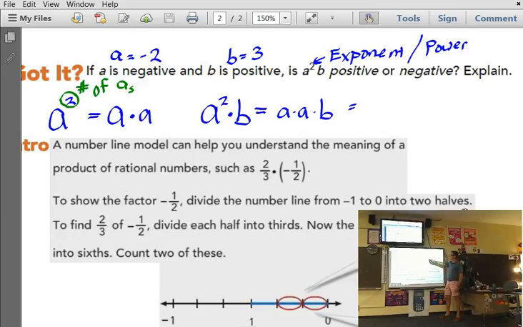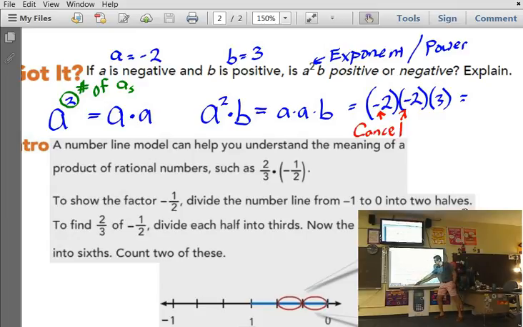And we'll make B 3. So if I have negative 2 times negative 2 times 3, will my answer be positive or negative? Ozzy? Why? The two negatives cancel with each other, and this would end up being a positive. 2 times 2 is 4, times 3 gives me 12.